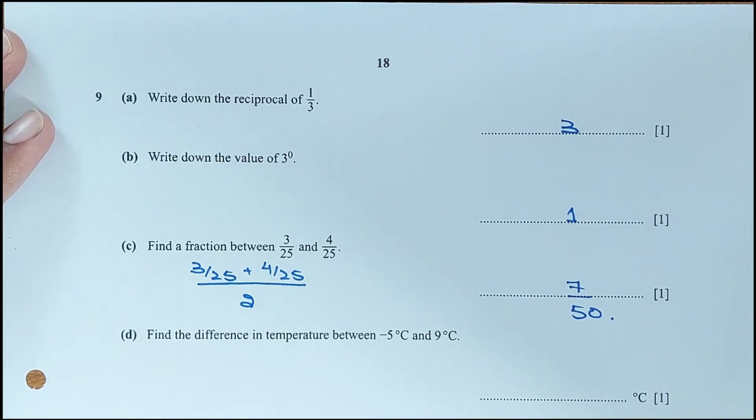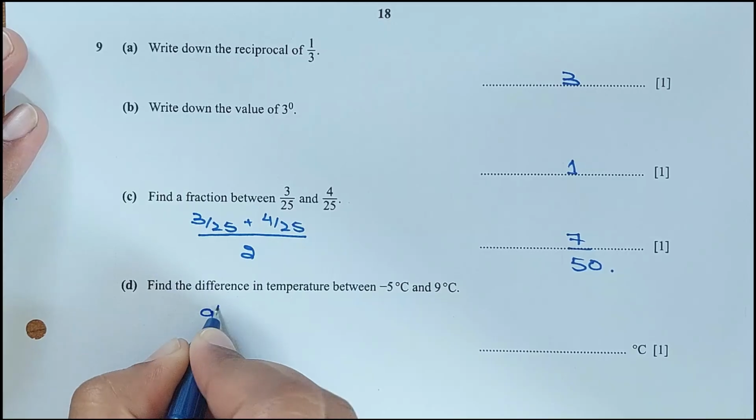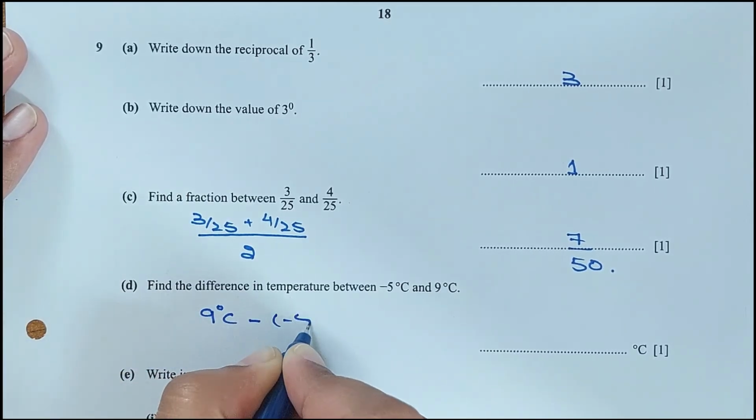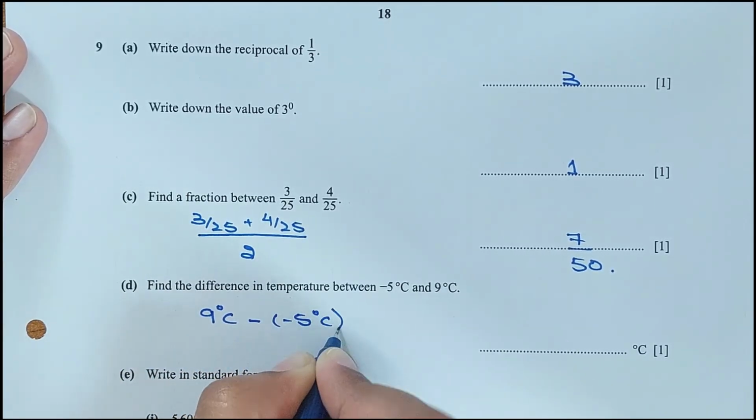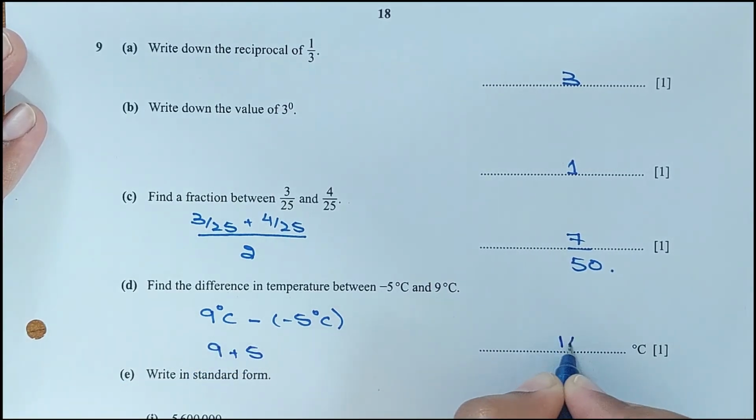Now for part D, find the difference in temperature between -5 °C and 9 °C. Okay, so 9 °C minus -5 °C. So 9 plus 5, which is 14 °C, is the difference in temperature, right?